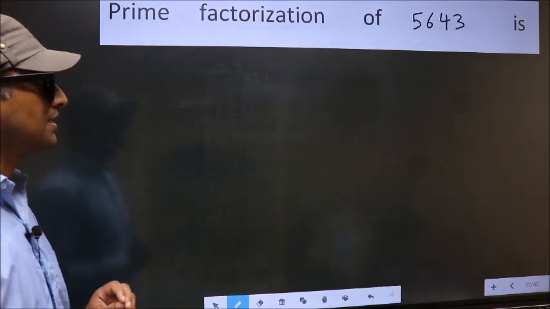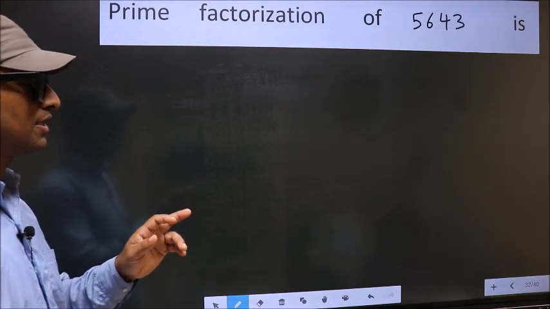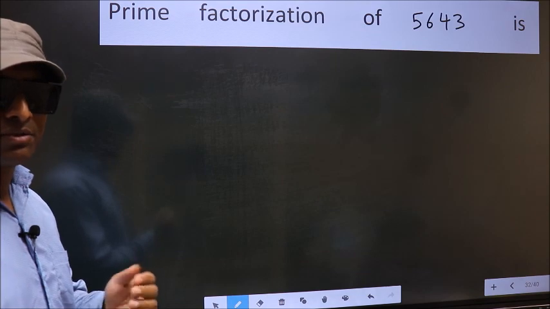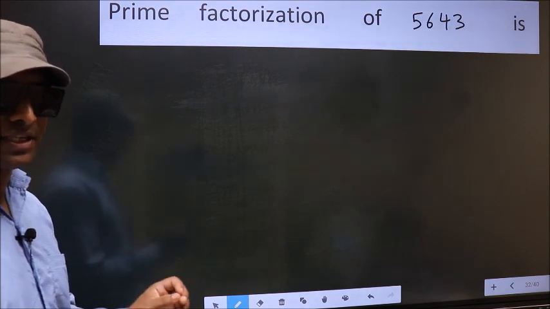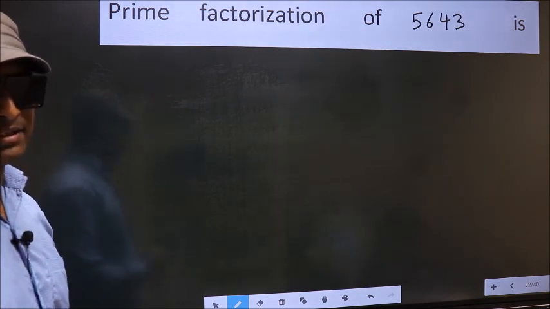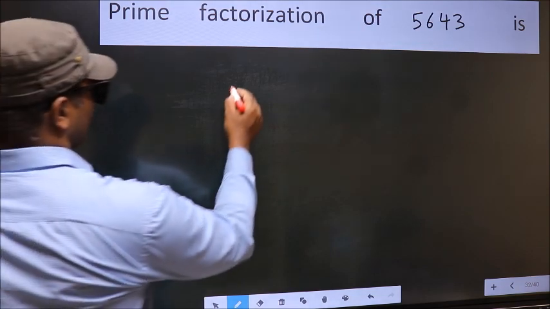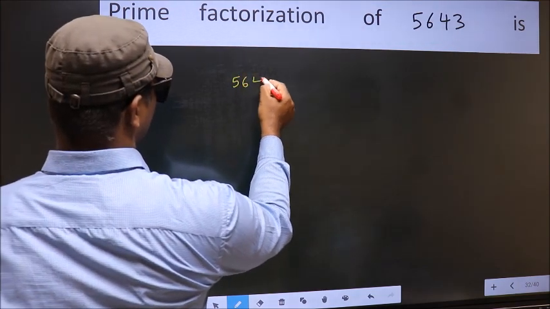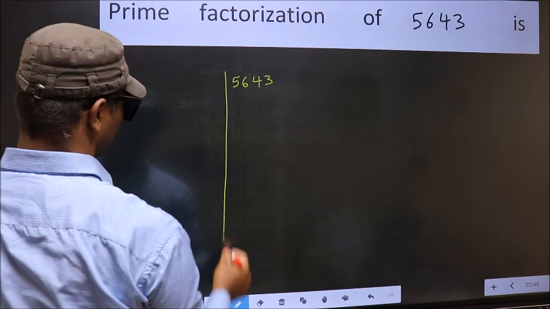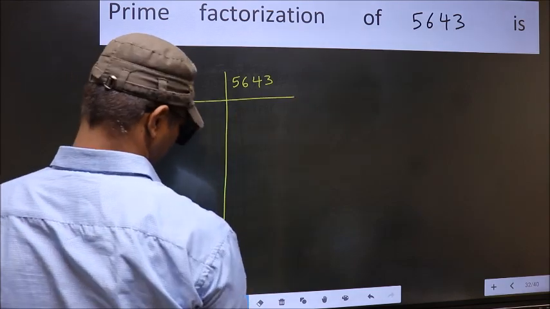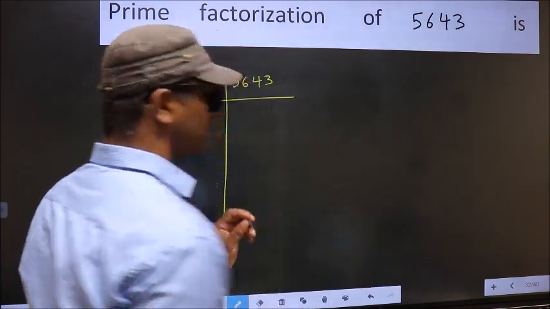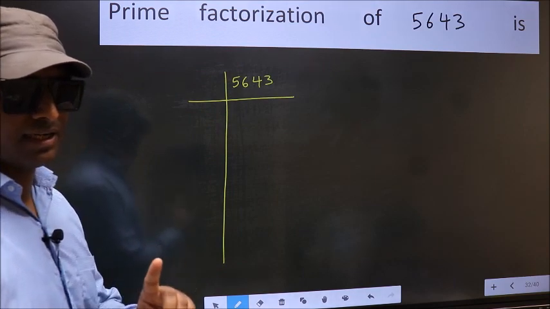Prime factorization of 5643. To do prime factorization, first we should frame it in this way: 5643. This is your step 1.